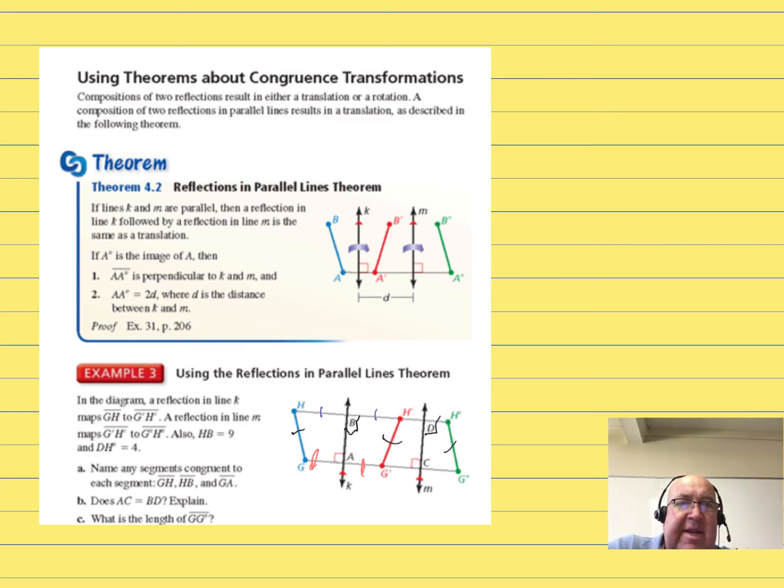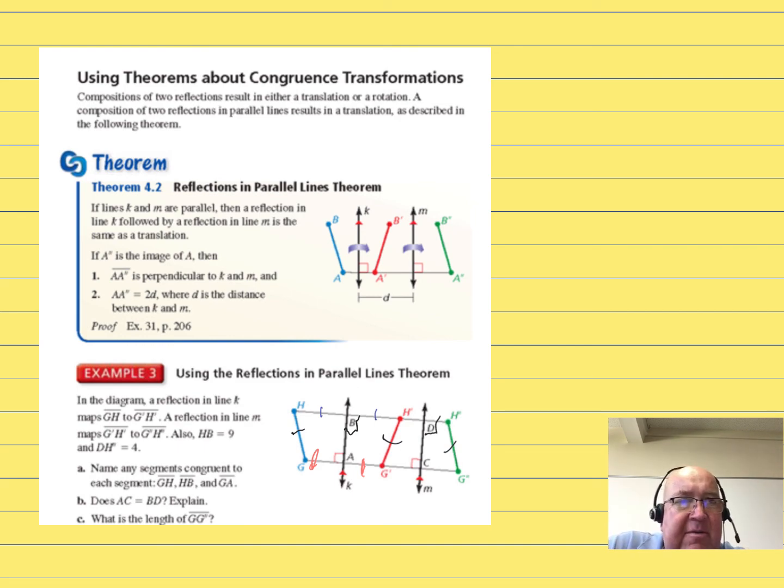Alright. Finally, does AC equal BD? AC and BD are on parallel lines with other parallel lines, so their distance has to be the same. So if you look at the distance, they intersect the same way, they've got to be the same.